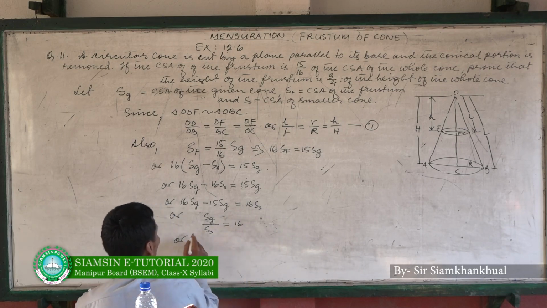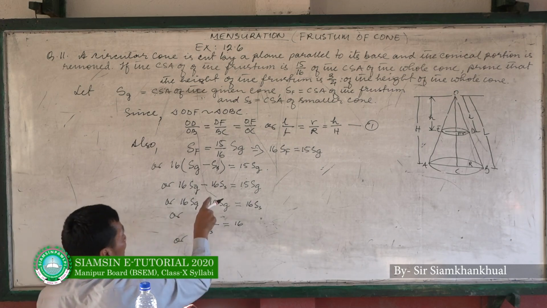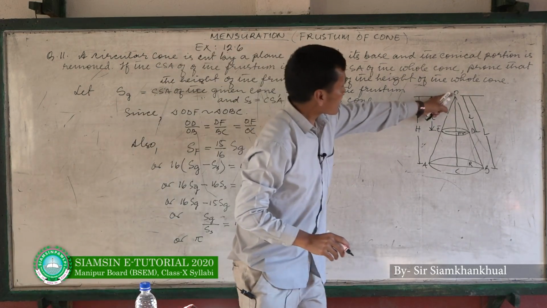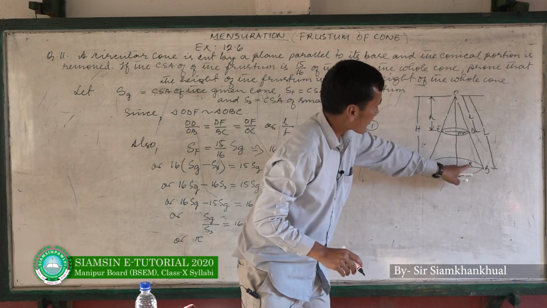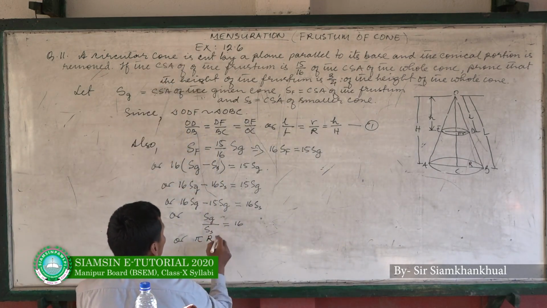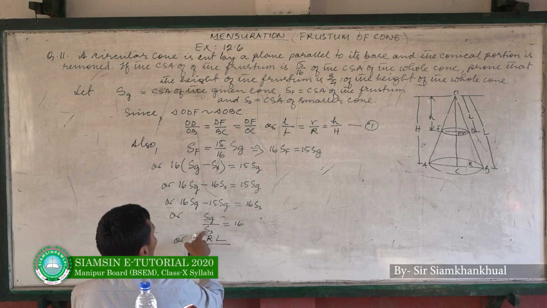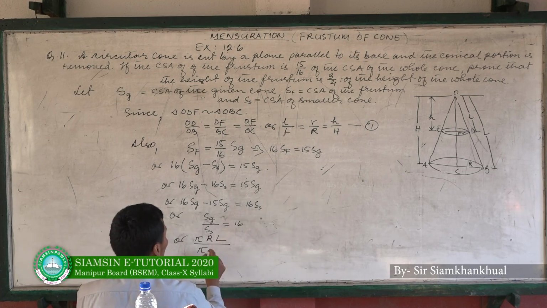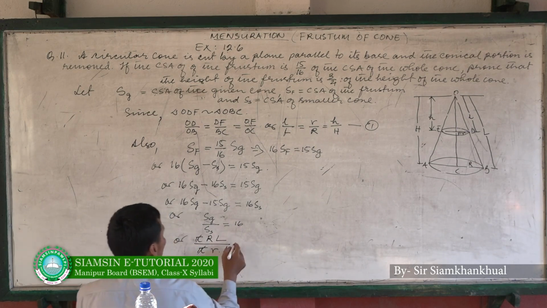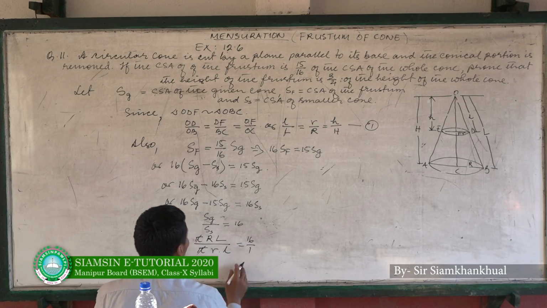The surface area of the given cone uses the formula pi R L, where the radius of the cone OAB is capital R and the slant height is capital L. For the smaller cone, the radius is small r and the slant height is small l, equal to 16 by 1.